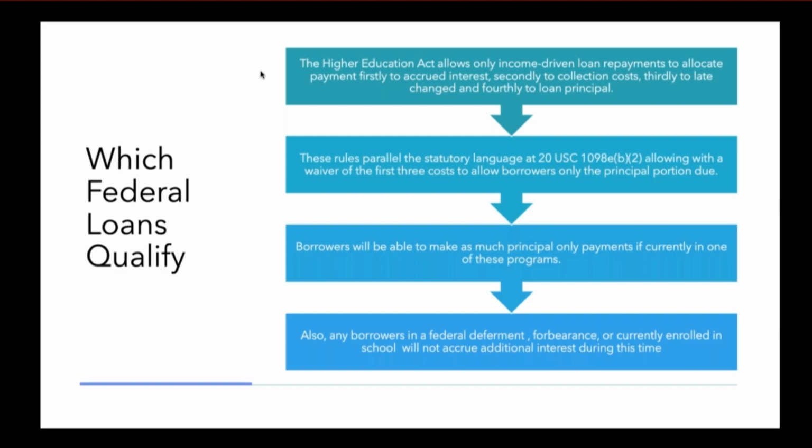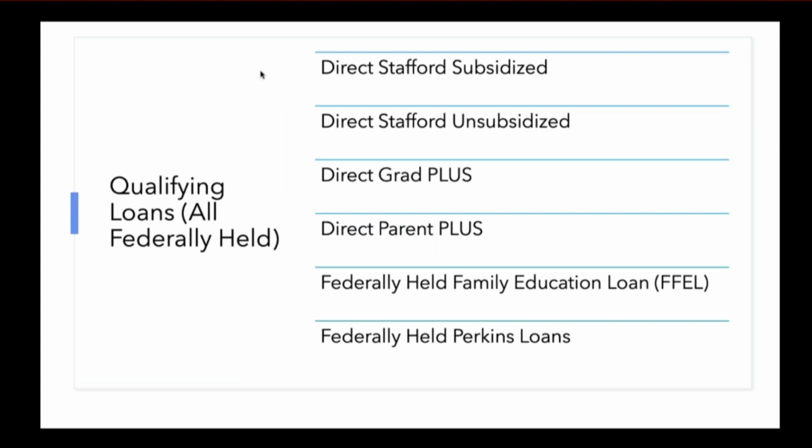Now, the borrowers who do qualify can make as much principal-only payments as they want during these times. So, for instance, everything above your minimum payment is going to get a dollar-for-dollar elimination of principal. Now, for borrowers that are in federal deferment, forbearance, or currently enrolled in school in a federal loan program, during this time, you will not be accruing any additional interest. Now, these allow us to do different things that we'll get to in a little bit. But again, remember, if you're in deferment, forbearance, or in school through a federal borrower, you will not be accruing additional interest during this waiver time.